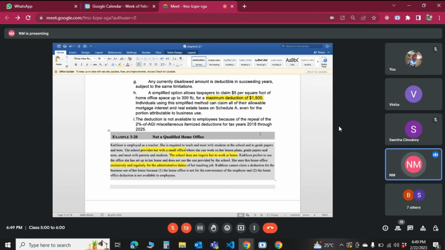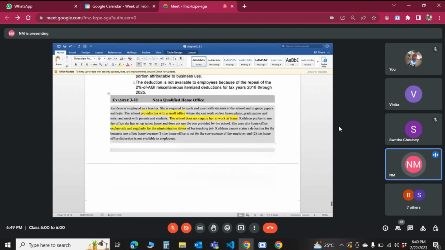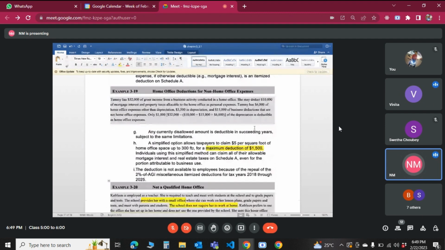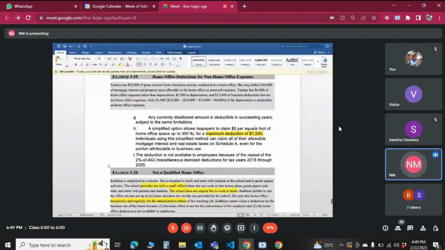So hope that's clear now, what home office expenses can be claimed and what not. If a client comes to us and says, I have a home office, we need to ask: are you really required to work from home? Is that your choice, or are you doing it for your own convenience? Or there is a proper office given by the employer, but you're choosing to work from home. Then it's different.